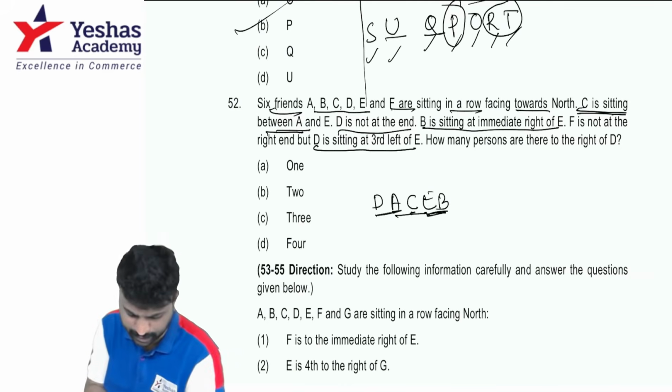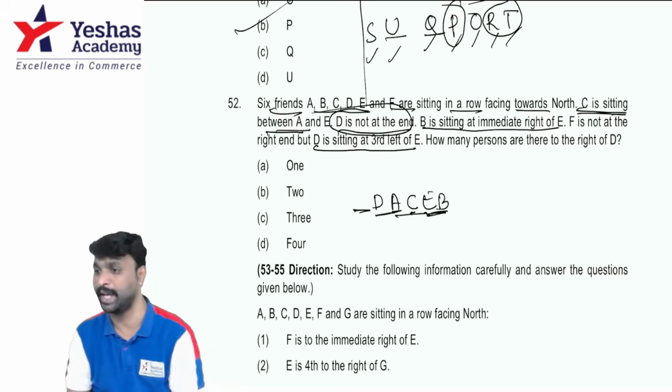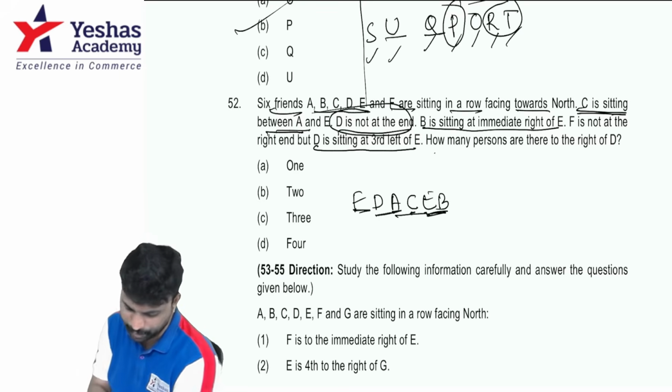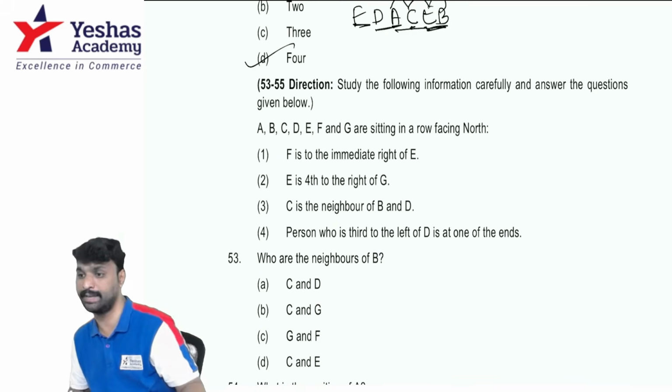And what have they said about D? D is not at the end. That means there should be someone to the left of D. And who is that? It should be F only. Now the question is, how many persons are there to the right of D? To the right of D, 1, 2, 3, 4. 4 people are there. So option D is the right answer.